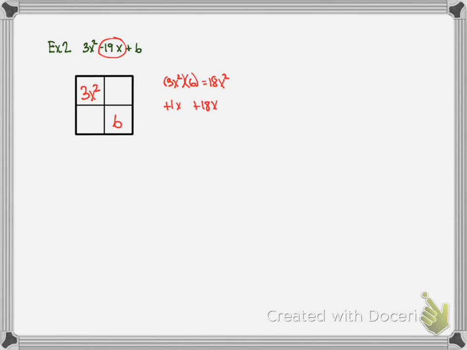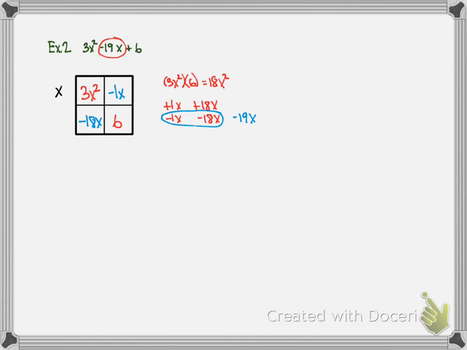So positive 1x, positive 18x. Negative 1x, negative 18x. And the second pair already adds up to what we need. So put one of them into the top empty box, negative 1x, and then the other one, negative 18x, into the bottom empty box. Again, it doesn't matter which box you put which term in.